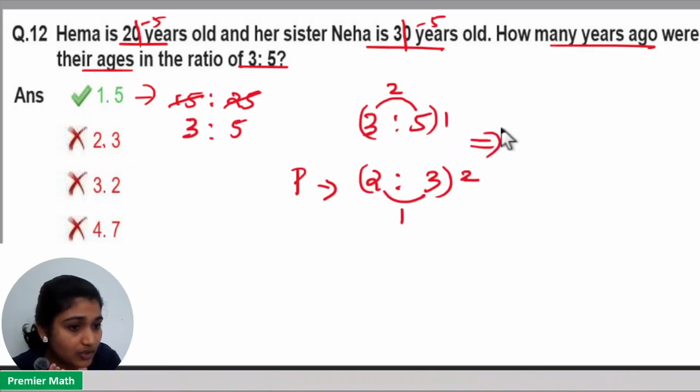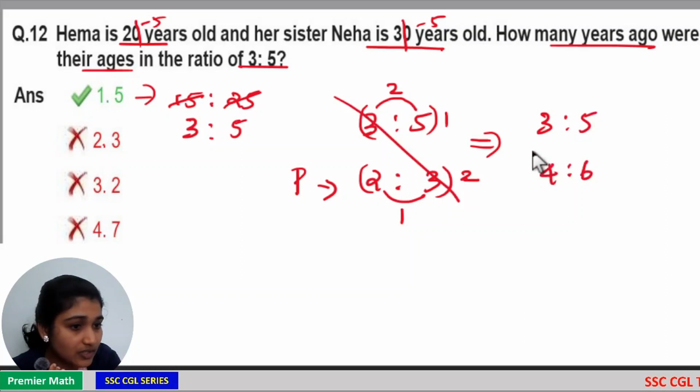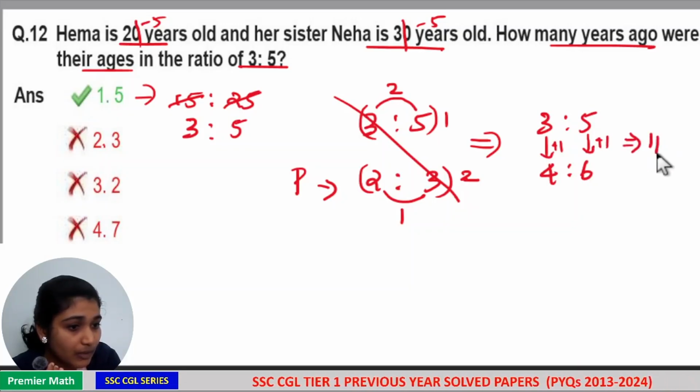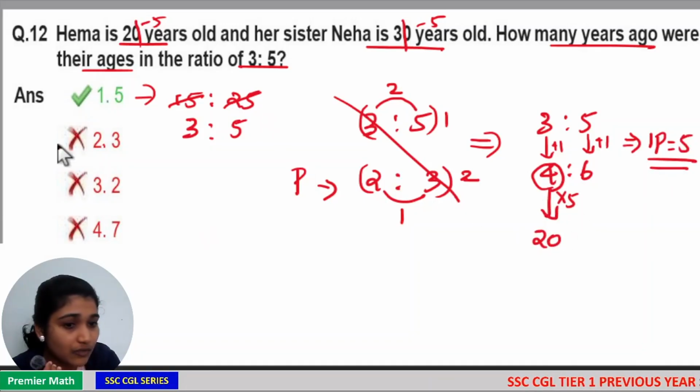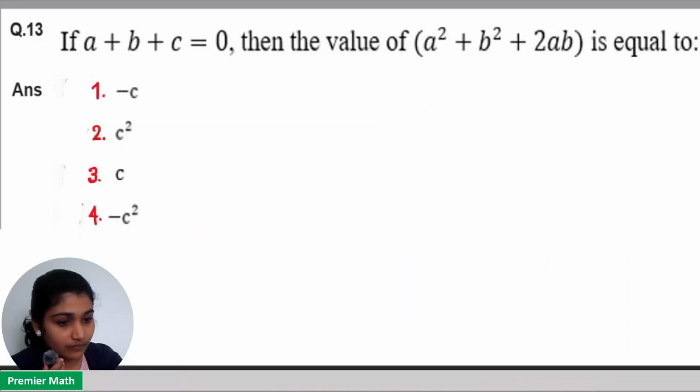Now the ratio becomes 3:5 and here 4:6. Now you can leave this ratio here. The difference between 3 and 4 is 1 and the difference between 5 and 6 is 1, which means the difference is equal to 1 part. And here 1 part can be found because the present ratio is equal to 4:6 and 4 parts is equal to 20 years, means 4 into 5 is equal to 20 years, which means 1 part is 5. So option 1 is your answer.